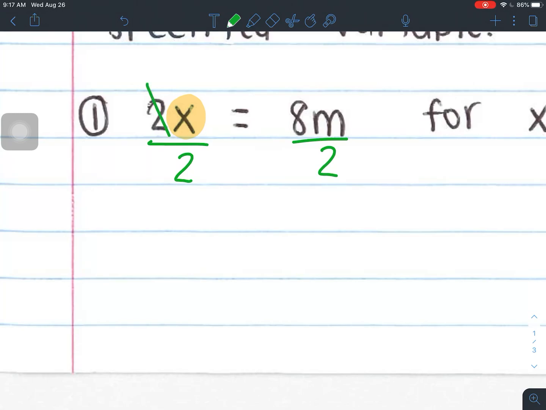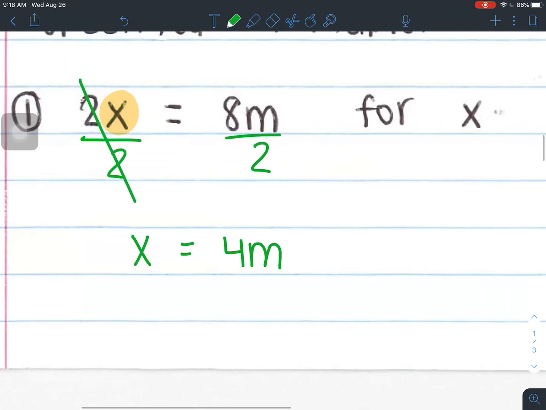All right, now 2 divided by 2 cancels and becomes 1, so I have 1x equals. Now over here we want to simplify. Can I do 8 divided by 2? Yeah, 8 divided by 2 is 4m. So 8m divided by 2 would give me 4m.